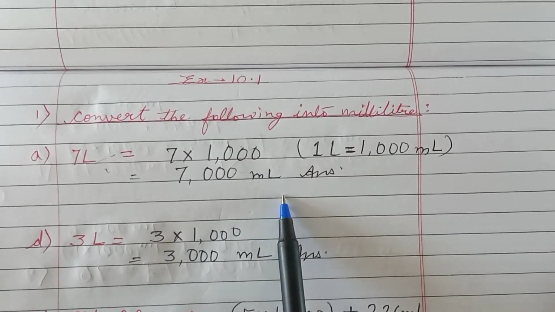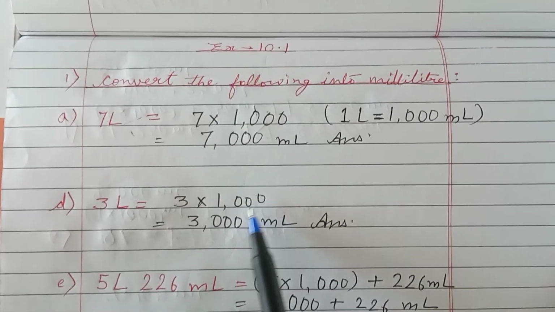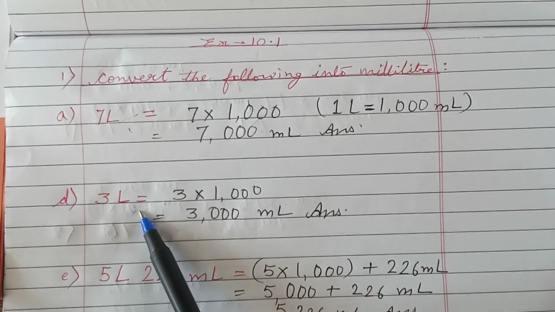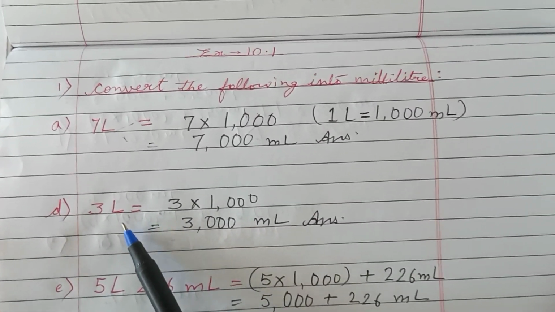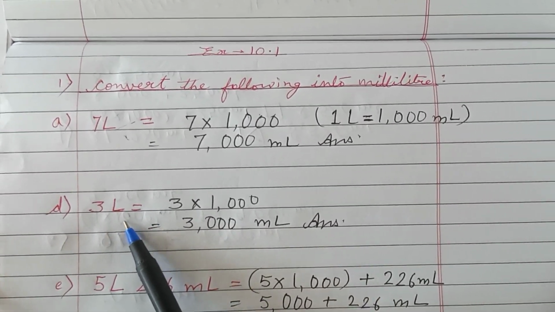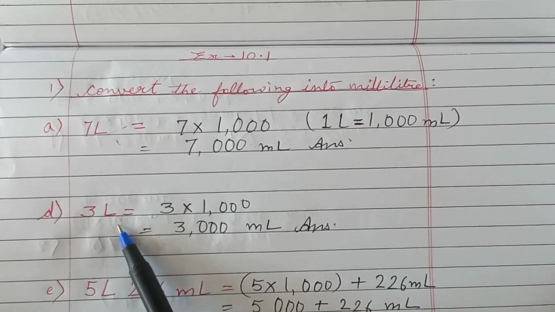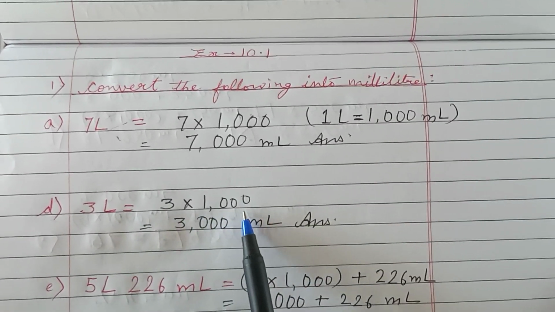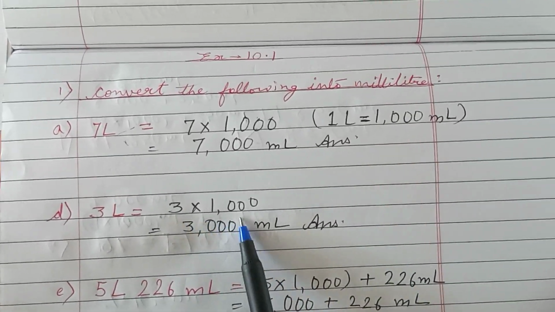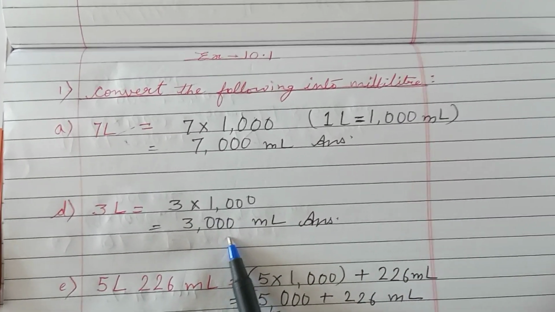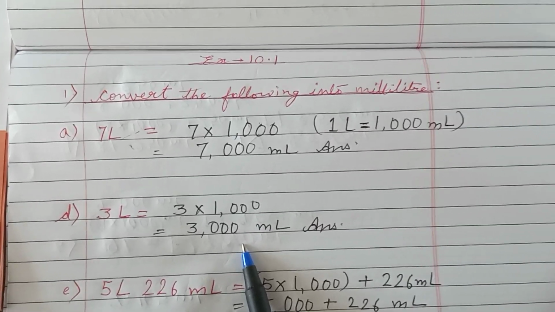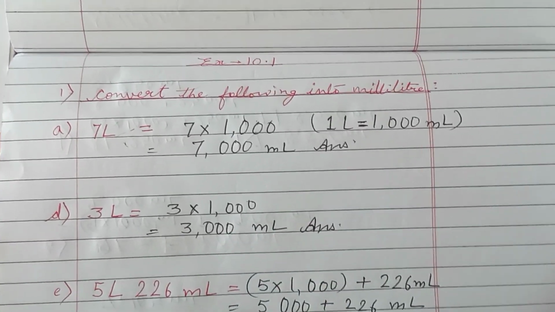Clear children? Similarly, we are moving to question number D. You have to convert 3 liter into milliliter. Again children, here it is given in liter and you have to convert into milliliter. Bigger unit to smaller unit. So again we will do multiplication by 1000. So 3 multiplied by 1000, that is 3000 milliliter. Clear children?